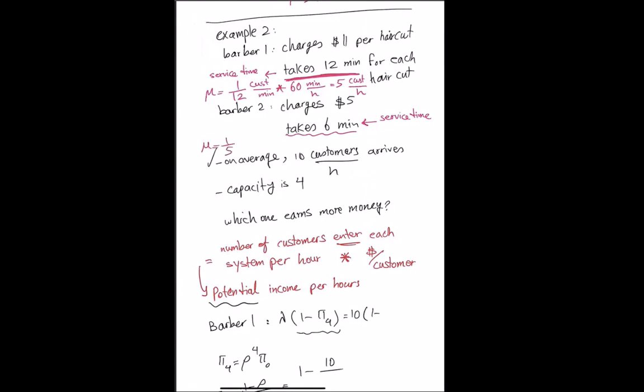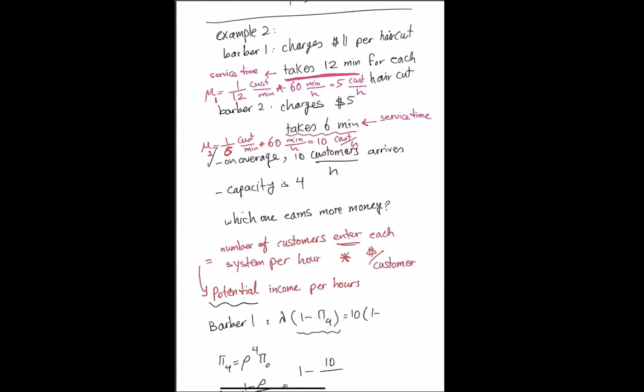1 over 6 customer per minute. Multiplied by 60 again, minutes per hour. That's going to be 10 customers per hour. So mu2 for barber 2, and mu1 for barber 1. Mu1 is 5 customers per hour. Mu2, obviously, since the haircut is shorter, 6 minutes, is larger: 10 customers per hour get the service and leave the system in barber 2.